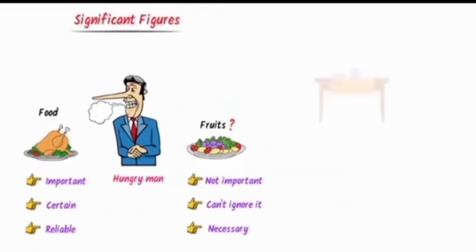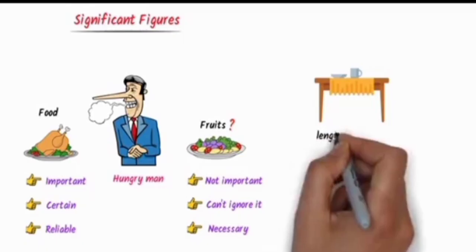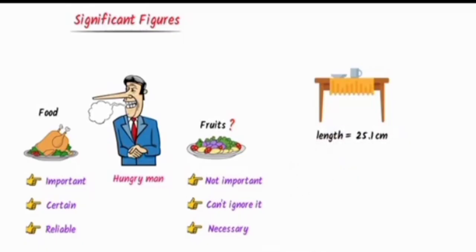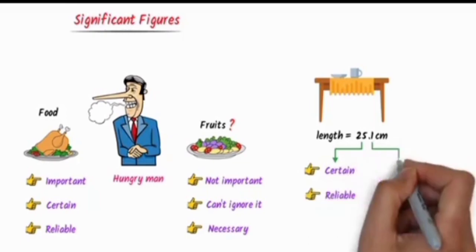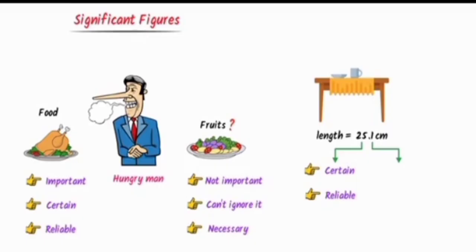Similarly, let's consider this table. Let the length of this table be 25.1 centimeter. Here, before the decimal point, there are 2 digits. They are certain digits and reliable. While after the decimal point, there is only 1 digit. It is not that much important like fruit, but it is necessary. I mean, we cannot ignore its importance.